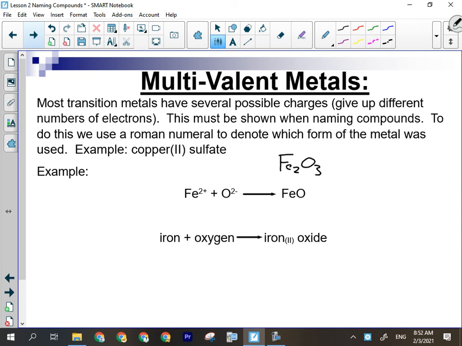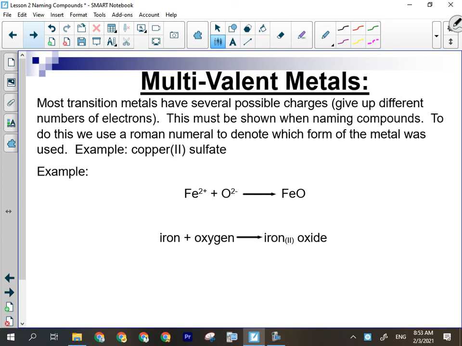Okay, so what we have to do is put Roman numerals in the name so that people know this is the iron that loses 2 electrons. This is the iron that loses 3 electrons. So we put in a Roman numeral in order to tell people that in the name. So how do I figure out which Roman numeral to put in there? All right, well, here's how I do that. It's kind of like using the swap and drop, but kind of like using it backwards.